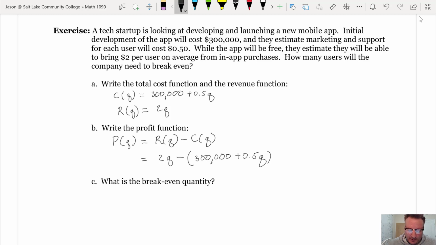Okay, now we can simplify this, and when I distribute the negative sign to both terms in the parentheses, I get a negative 0.5Q, and I can combine that term with the 2Q term. 2Q minus half a Q is 1.5Q. So I'll come over here. P, profit, as a function of quantity, is going to be 1.5Q minus 300,000.